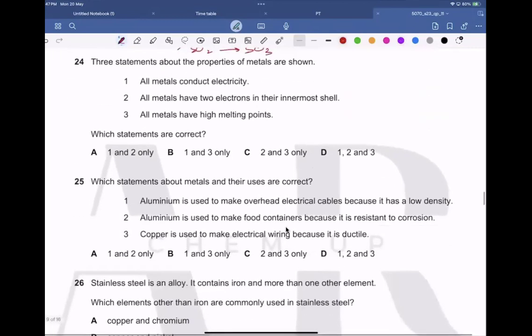Question number 24. Three statements about the properties of metals are shown. All metals conduct electricity. All metals have two electrons in their innermost shell. Yes, every element has, except hydrogen. The innermost shell has two electrons.